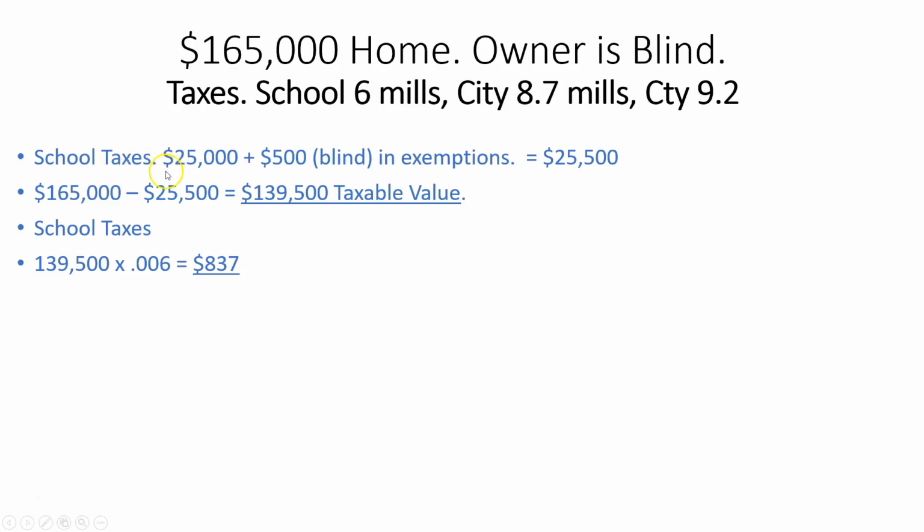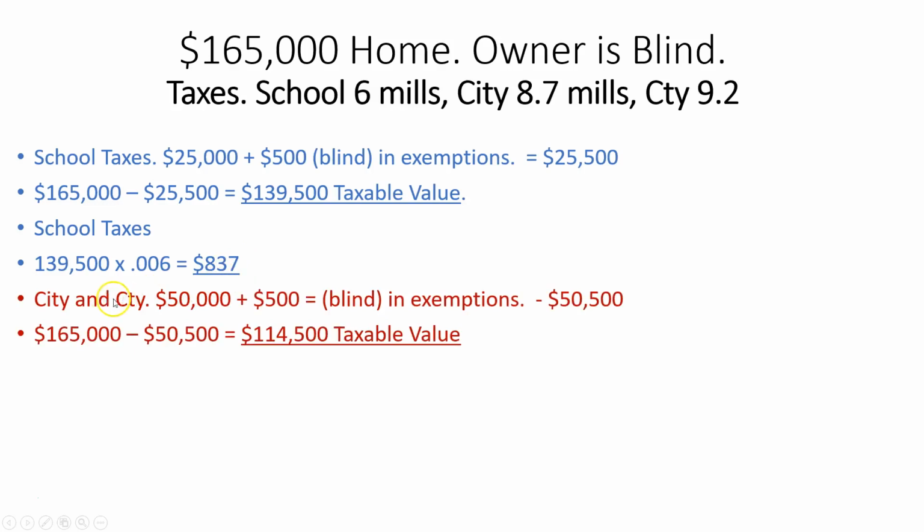The school taxes. First of all, we can take off $25,000 plus the $500 exemption, which is $25,500. We've got the $165,000 minus the $25,500, which gives us $139,500 taxable value. Multiply that out by the 0.6, and the school taxes are $837.